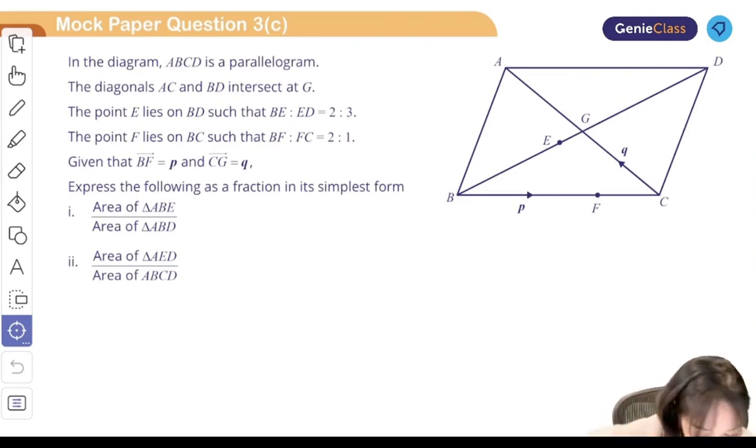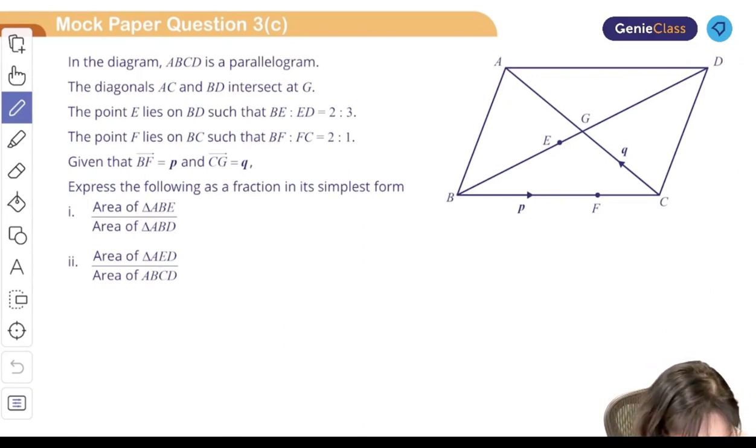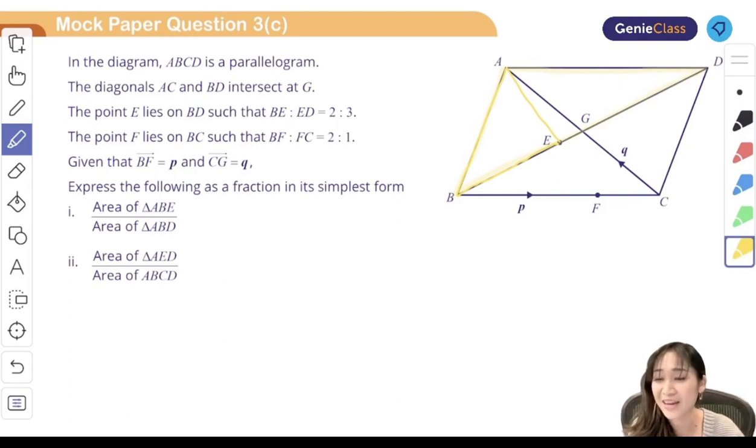Okay, so let's break it down. Let's do it together. Express the following as a fraction in its simplest form. Over here we have area of ABE, which is this shape, over area of ABD, which is the whole triangle. First things first, let's look at these two shapes. Are they similar? ABE and ABD. Are they similar shapes? Would you consider these two? Not in 100 years, yes. Okay, so they are not similar.